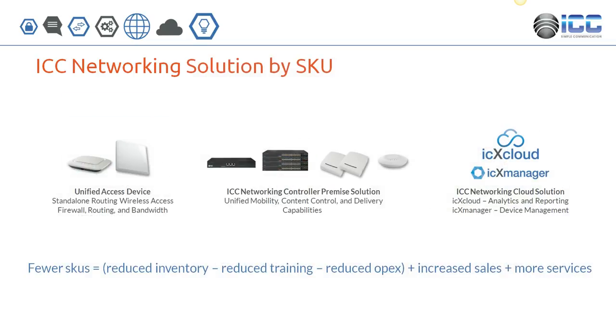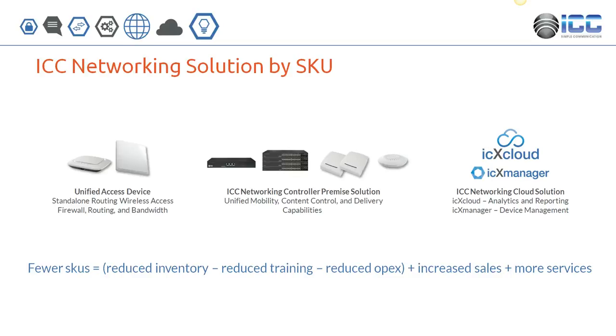So what are these physical SKUs themselves? Well, the ICC product line breaks down into three individual parts. There's a unified access device. These are standalone multi-mode devices that can be changed remotely from a service provider environment into a variety of types of devices, whether that configuration is as a firewall, for NAT routing, for bandwidth control, captive portal support, and a whole host of other capabilities when developing an all-wireless ecosystem.